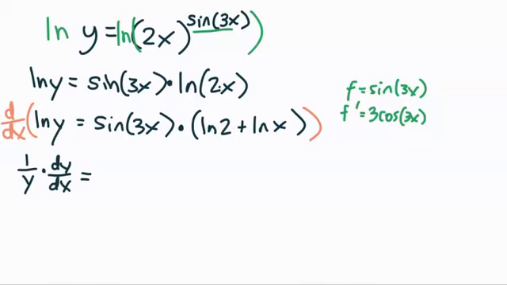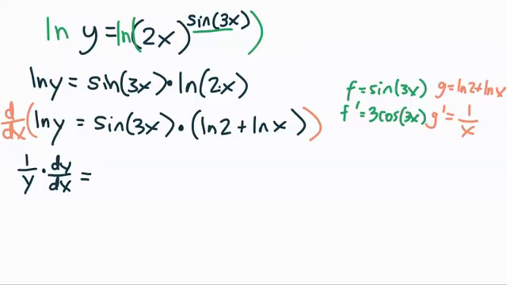And then the second part of this that's multiplied is right here. So if my g is natural log of 2 plus natural log of x, don't forget natural log of 2 is just a number, right? It's e to the what gives you 2. Natural log of 2 is a constant, so the derivative is 0. And the derivative of natural log of x is 1 over x.